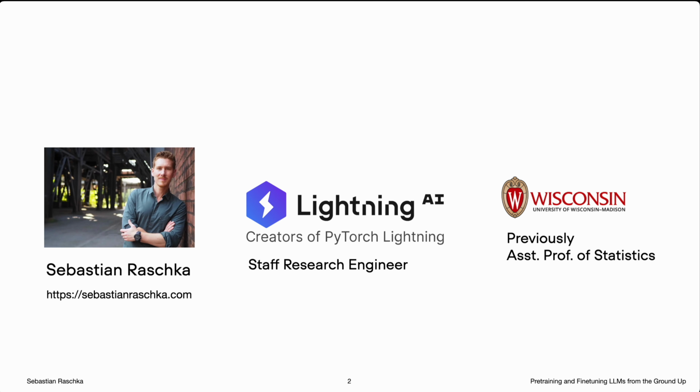So just briefly about myself, my name is Sebastian Raschka. I'm currently a staff research engineer at Lightning AI. And we develop an AI platform, and I'm also specifically there involved in LLM research and implementing LLMs. That's currently my focus. And previously I was an assistant professor of statistics at the University of Wisconsin-Madison, where I did deep learning and AI research.